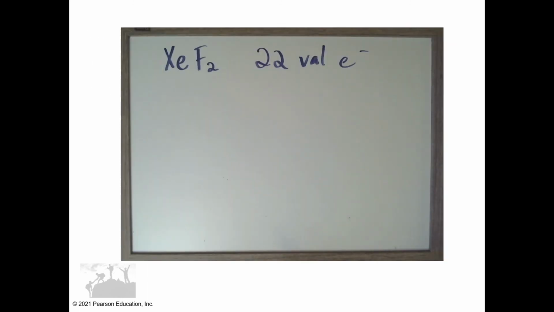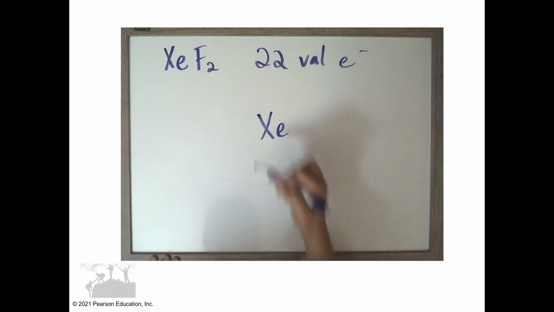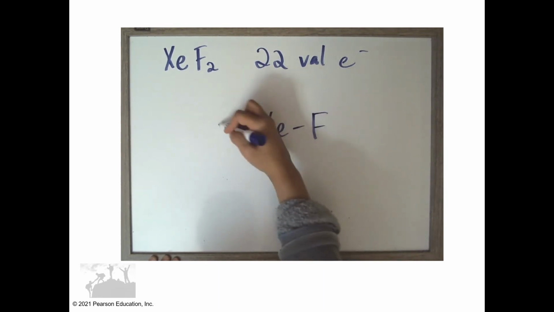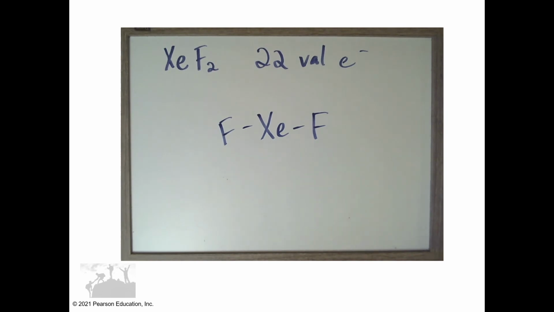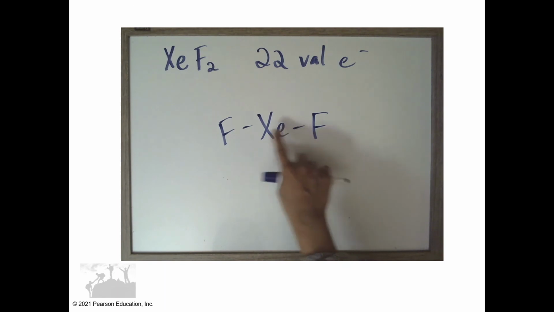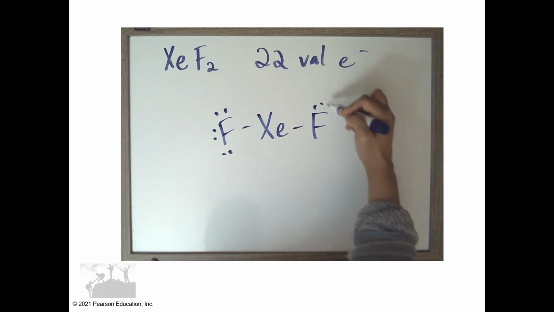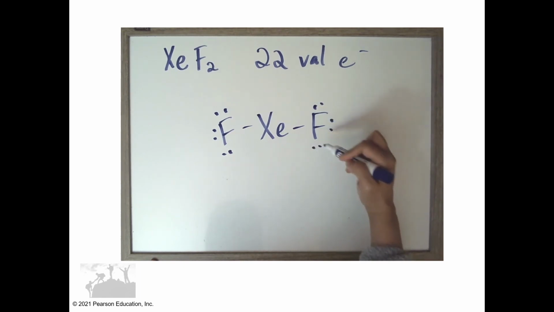Now we're going to draw out XeF2. It's got 22 valence electrons, so that's how many we're going to work with. Let's draw out our skeletal structure. Xe is going to be in the middle with fluorine on either side. Fluorine is the most electronegative atom. So we used 4 electrons already. Now we need to add 18 more. So we have 2, 4, 6, 8, 10, 12, 14, 16.